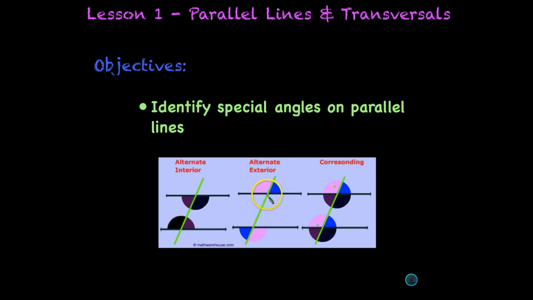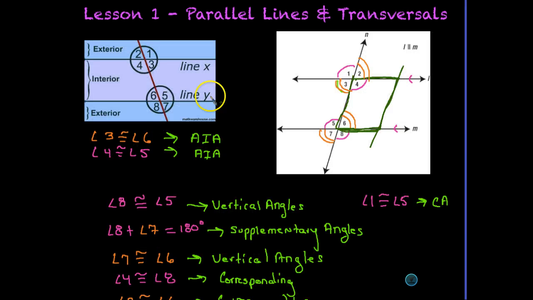What about alternate exterior? Well, it's exactly the same principle, except they alternate on the outsides of the parallel lines, not on the interior. Notice where the pink is and notice where the blue is. So again, if we go back to our original shape here, our exterior angles are 1 and 2 and 7 and 8. So if we look at our diagram, 1 and 8, those alternate on either sides of the transversal and they're on the exterior.